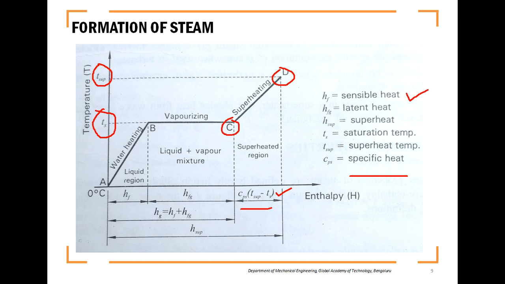HF is nothing but the sensible heat. Sensible heat is the heat required to raise the water from 0 degrees Celsius to the saturation temperature. Latent heat is the heat required to convert the water which is at saturation temperature to a completely dry state at C. Then HSUP is nothing but the enthalpy of superheated steam, that is represented by CPS into TSUP minus TS, where CPS is nothing but the specific heat. And then you have to take the difference between the superheated temperature as well as the saturation temperature. So this is about the formation of steam.